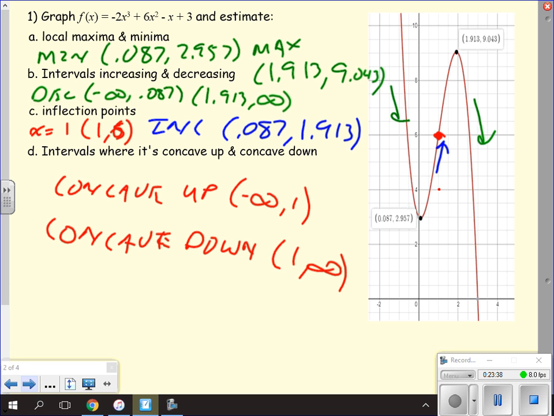A circle does not count because it's not a function. It does not pass the vertical line test, does it? This only works with functions. That's actually a good thing to bring up. If it's not a function, these rules do not apply. We don't talk about concavities with the circle because it's not a function.